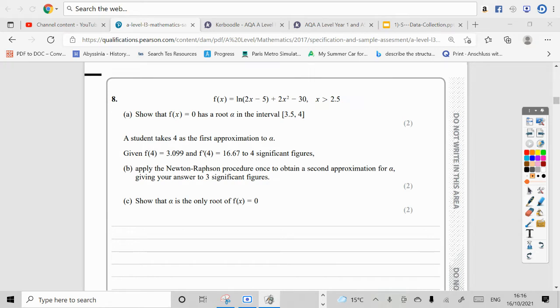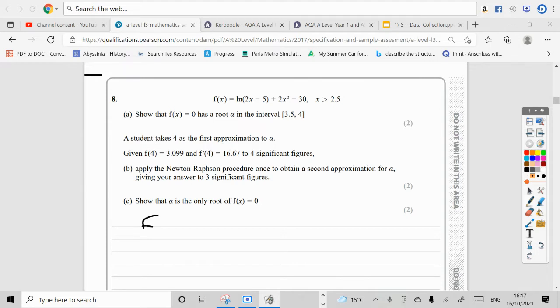Okay, this is question number 8. f of x is equal to log of 2x minus 5 plus 2x squared minus 30, where x is greater than 2.5. Part A. Show that f of x equals 0 has a root alpha in the interval 3.5 to 4. A typical question, question 8, this one. It's a very, very typical question.